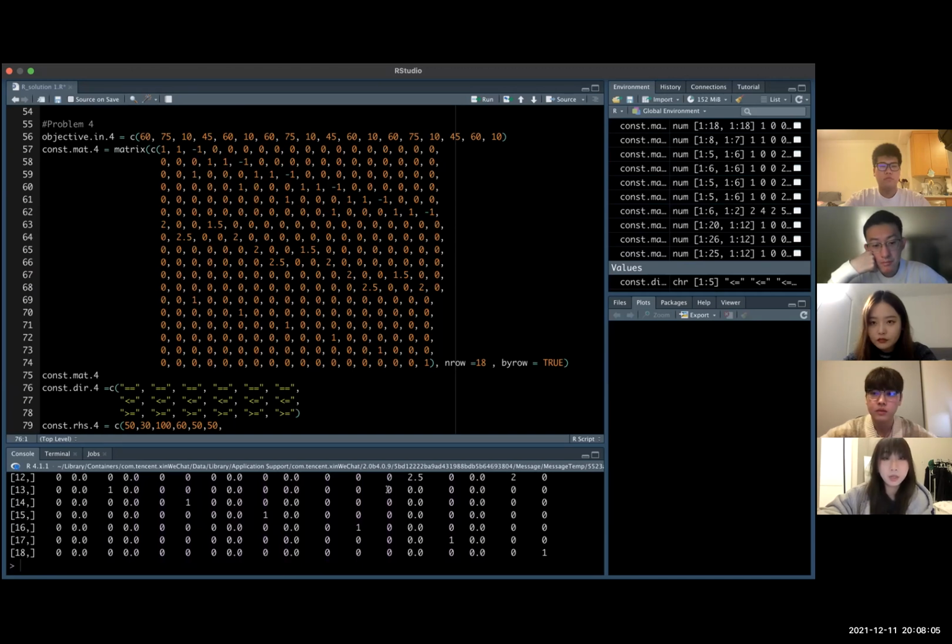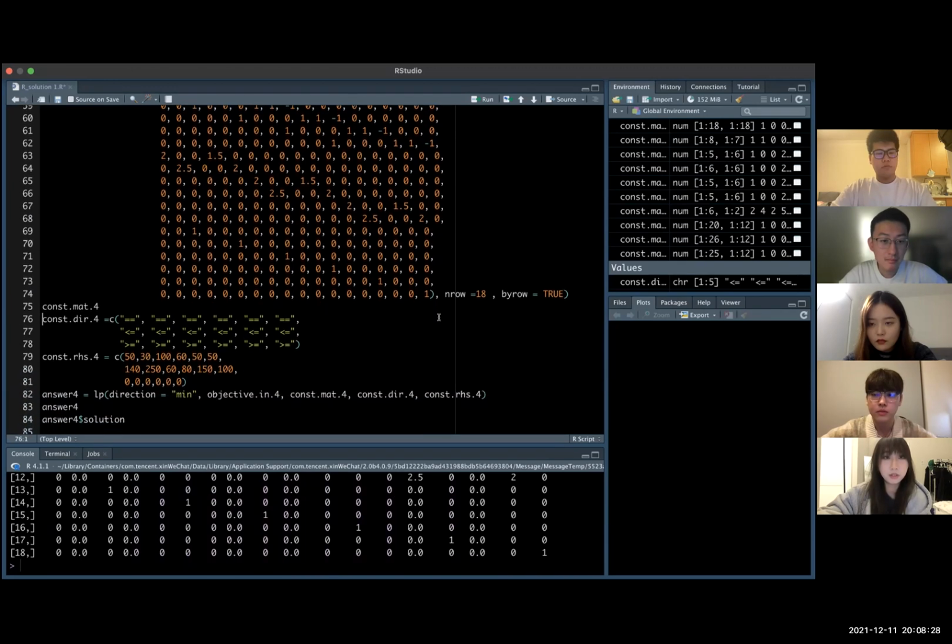When we calculate A2 ending inventory, we also need to add in A1 inventory. For the next 6 rows, we input the capacity constraints. For example, the first row is 2AS1 plus 1.5BS1 is less equal than 140. For the last 6 rows, we input all ending inventory greater equal to 0.